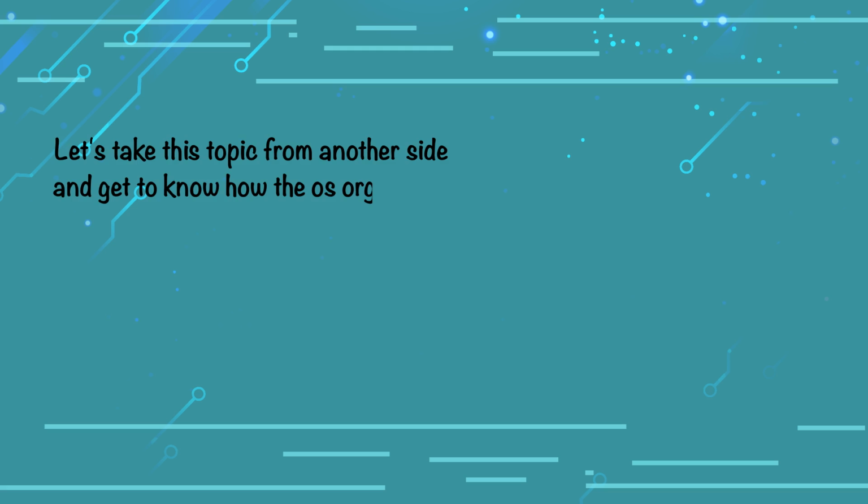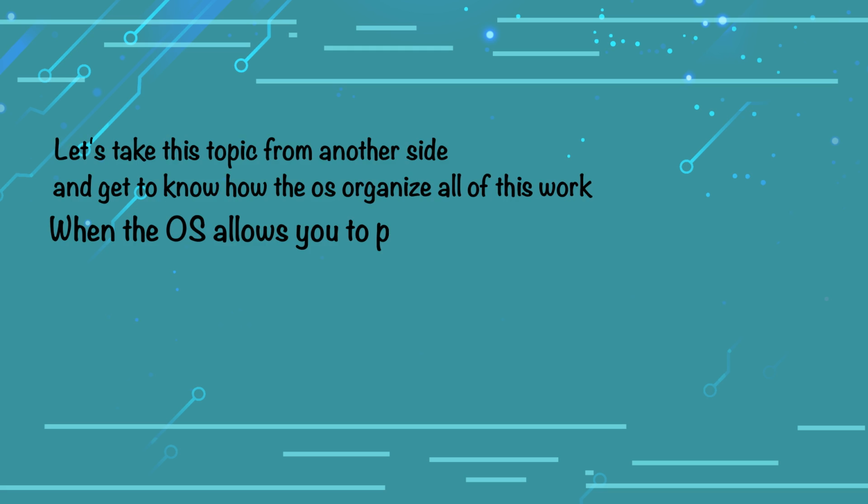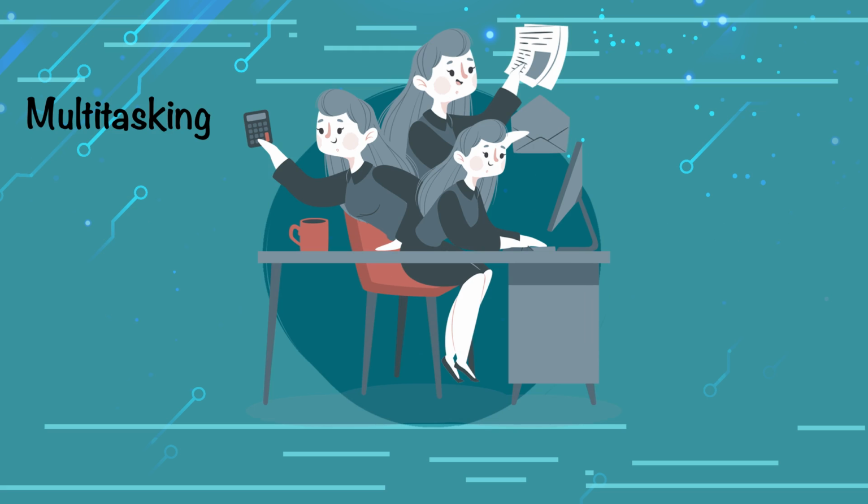Let's take this topic from another side and get to know how the operating system organizes all of this work. When the operating system allows you to perform more than one task at a time, that is called multitasking. The operating system controls the timing of events that the processor works on, as the operating system coordinates the activities of the processor.